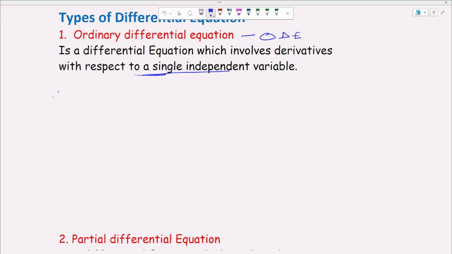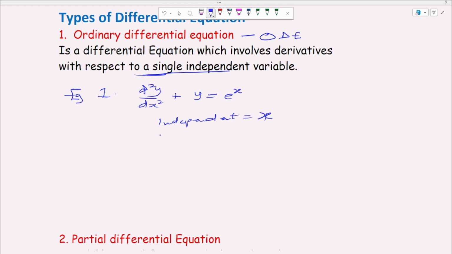So let's take an example. So we have d squared y over d x squared plus y equal to e to the x. So this is our first example we have. Now looking at this one, how many independent variables do we have here? We have one. So the independent variable is 1, and that is only x.